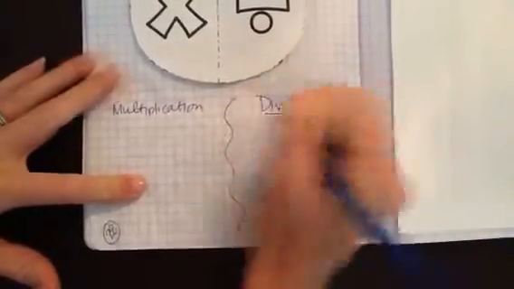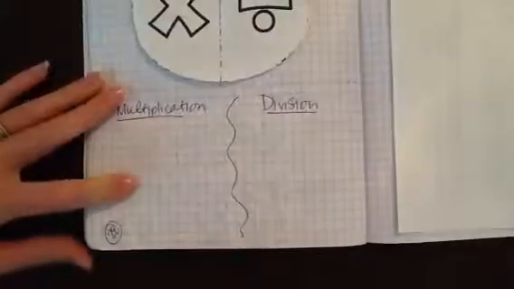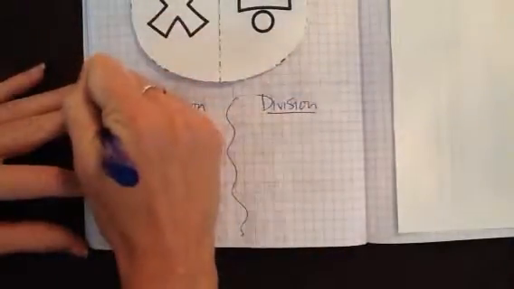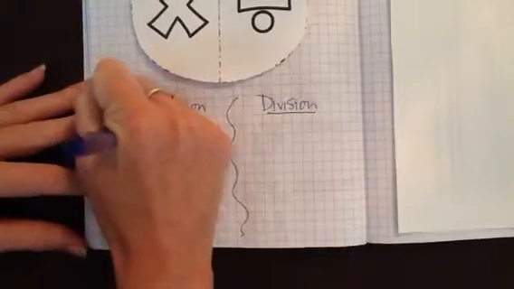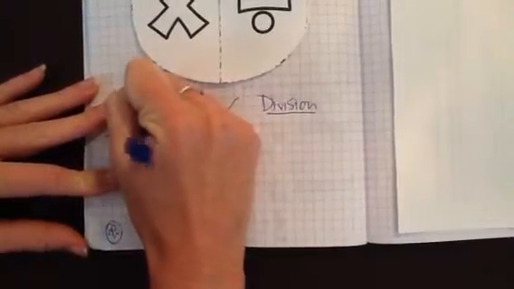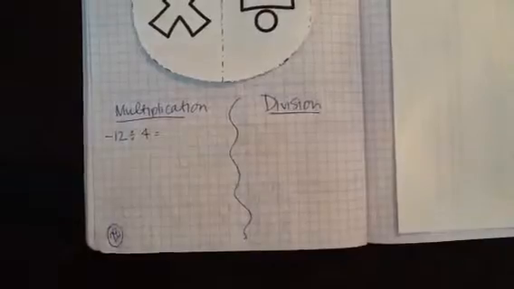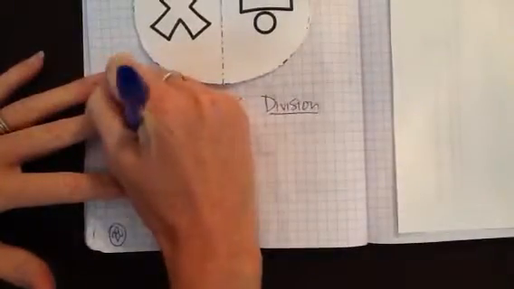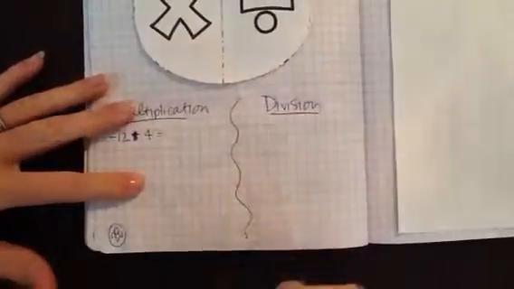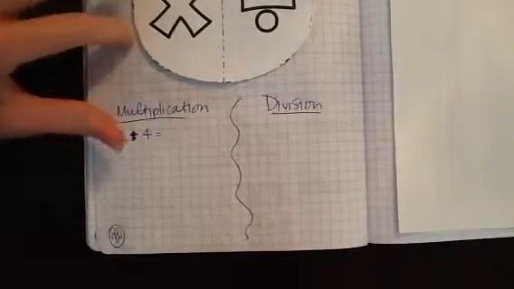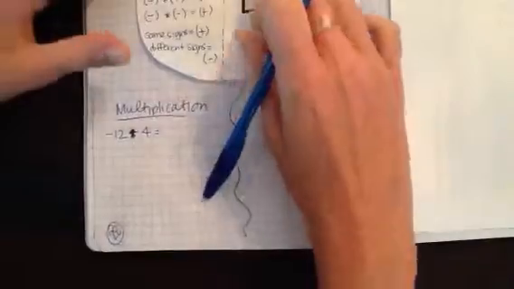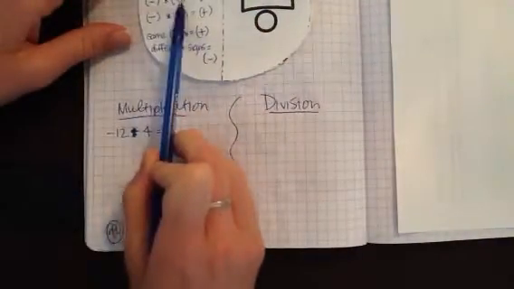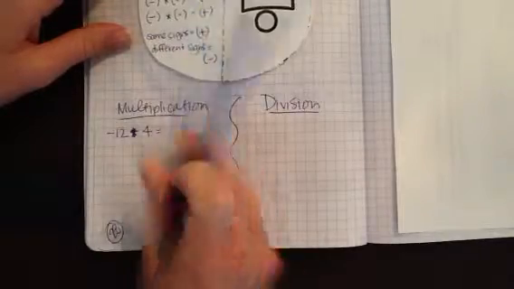Alright, so let's take, for instance, negative 12 divided by 4. Well, let's look up at our rules. Whoops, this is multiplication, I'm sorry. So this should be multiplied by 4. We look at our rules up here, our multiplication rules. We have a negative and a positive. So we find a negative and a positive. That's going to give me a negative answer.